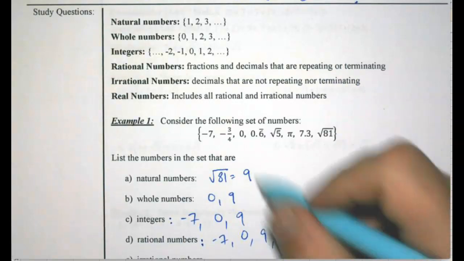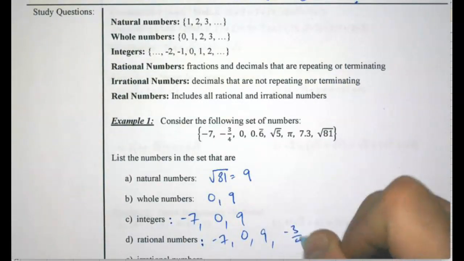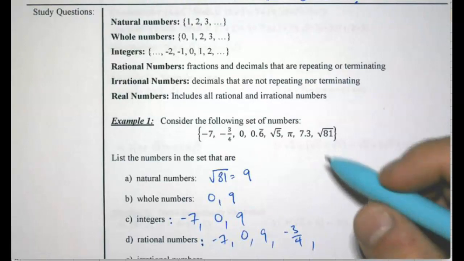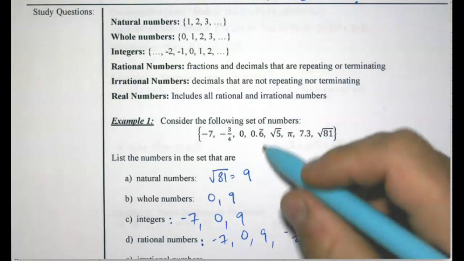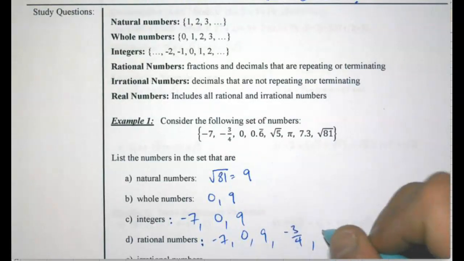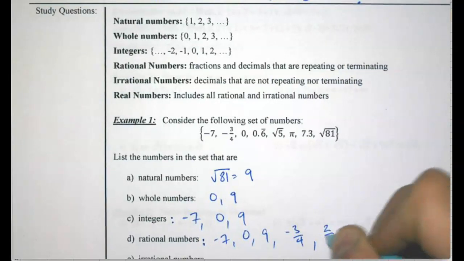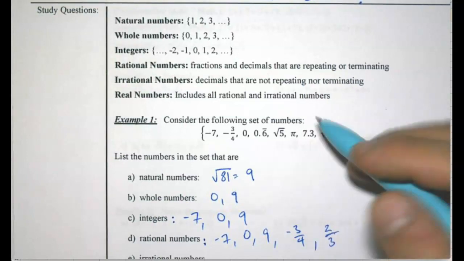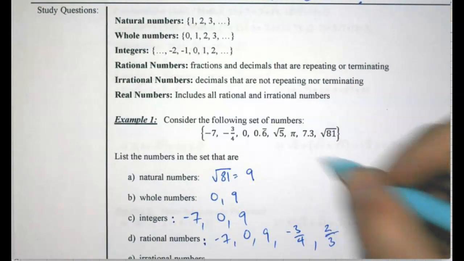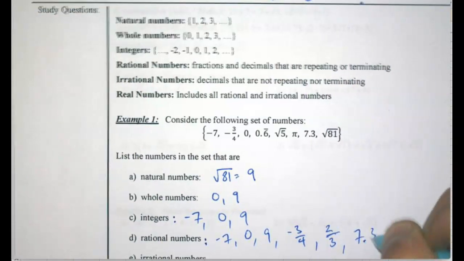Next, well, -3/4 is already a fraction, so that's obviously something I can write as a fraction. 0.6 can be written as, remember we did go over how to write these, but at the end of the day it's going to be 2/3. 7.3 is something we could write as a fraction.